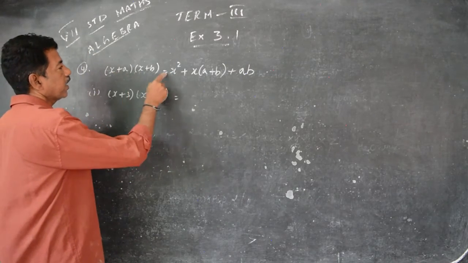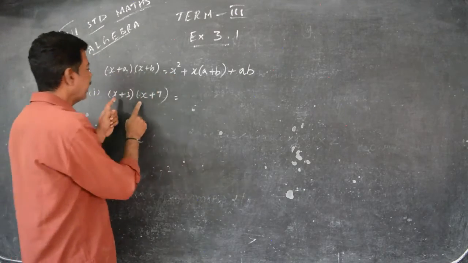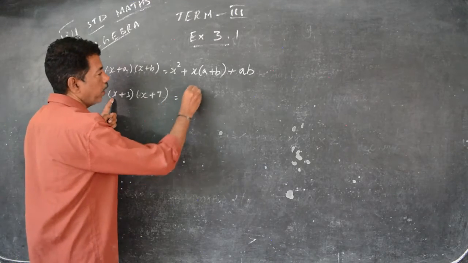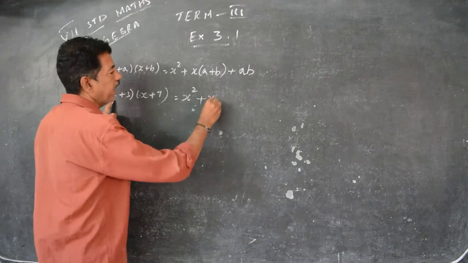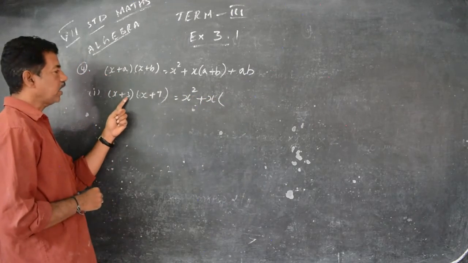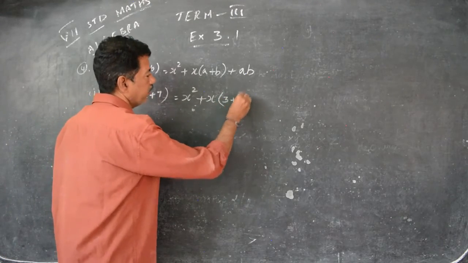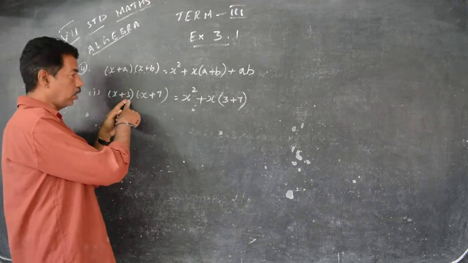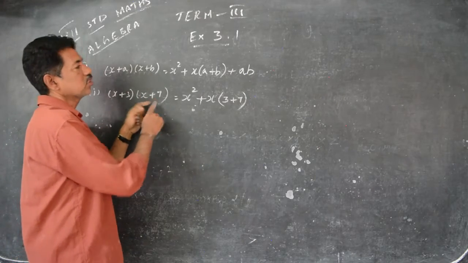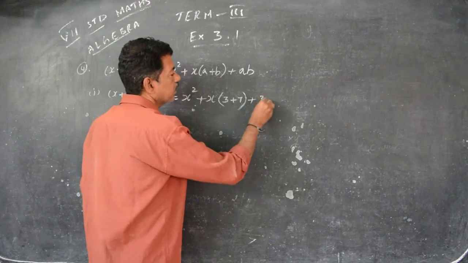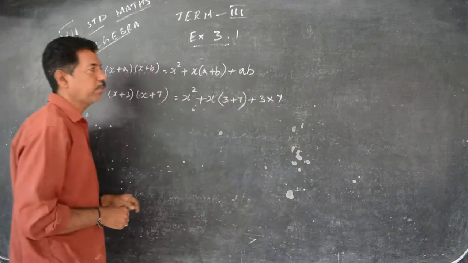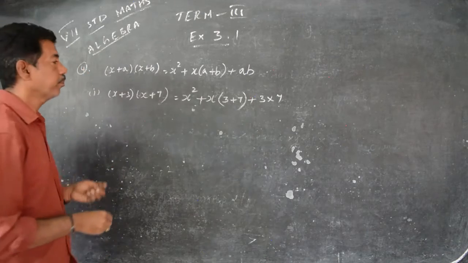x square, x square plus x into (a plus b), a is 3, b is 7, so 3 plus 7, plus a into b, 3 into 7.